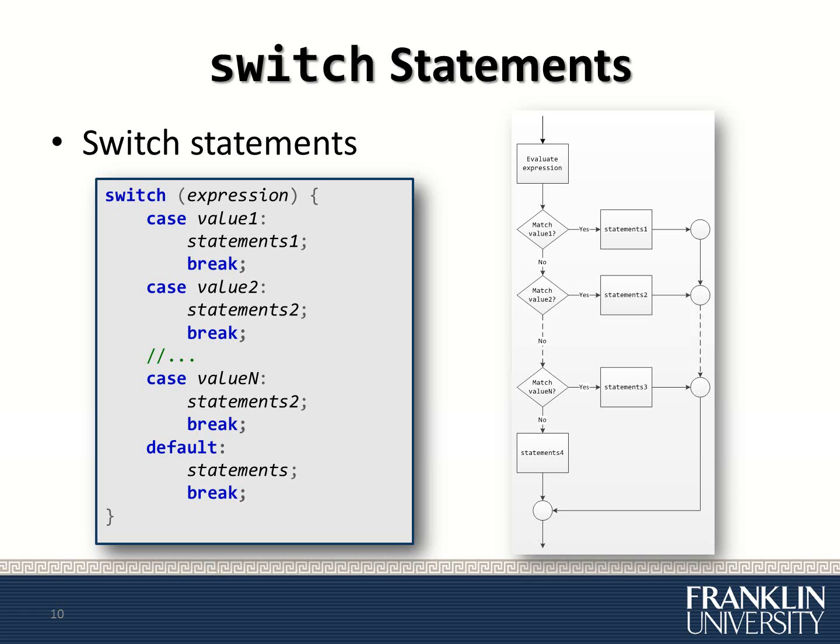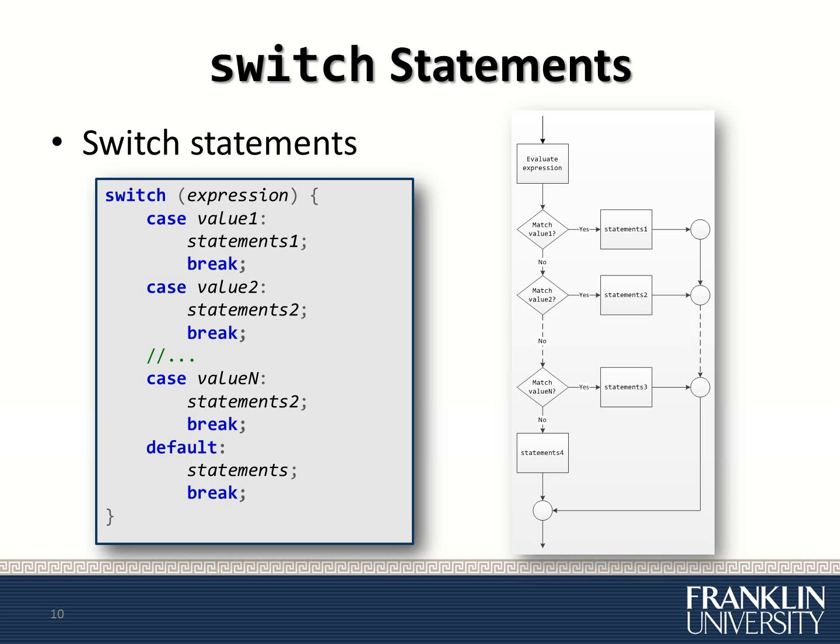Here's the structure of a switch statement in code on the left and as a flowchart on the right. So we have a switch, the word switch, followed by some expression. And this expression usually evaluates to either be a number that's going to be compared on equality or a string that's compared based on equality. And then we have cases that match certain values. And so if the expression is equal to value 1, then we'll do statements 1. If the expression is equal to value 2, then we'll do statements 2, and so on.